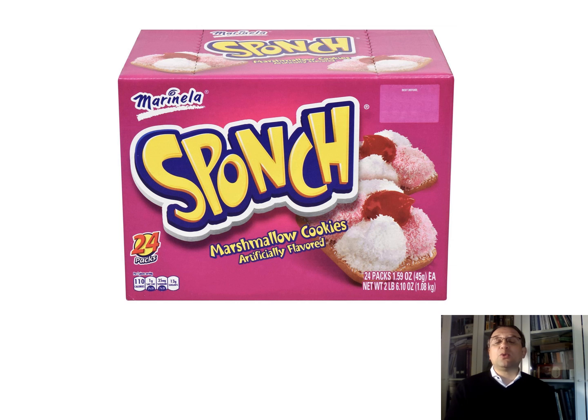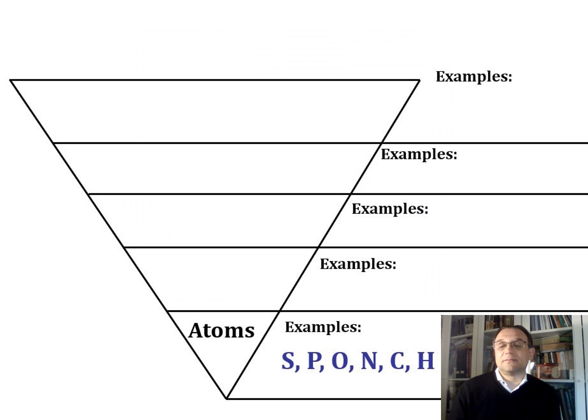People have been known to use the word SPONGE, from the initial letters of their names, to remember the 6 elements that make up 99% of living things. Sponge is a popular marshmallow cookie in Mexico. Also, most of the living things is made up of sulfur, phosphorus, oxygen, nitrogen, carbon, and hydrogen.